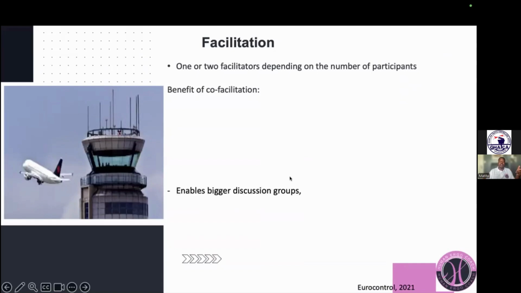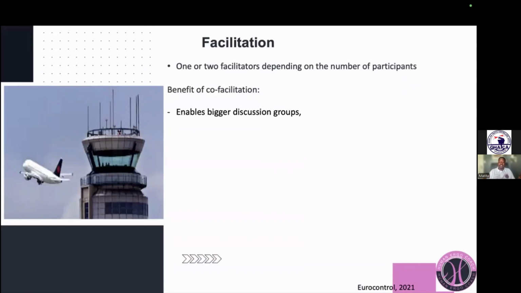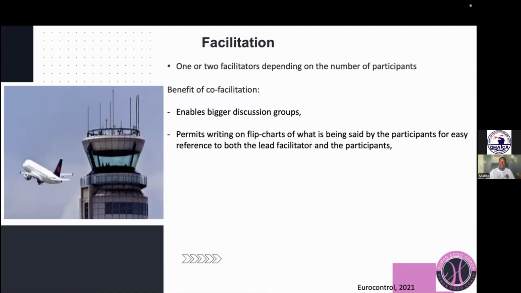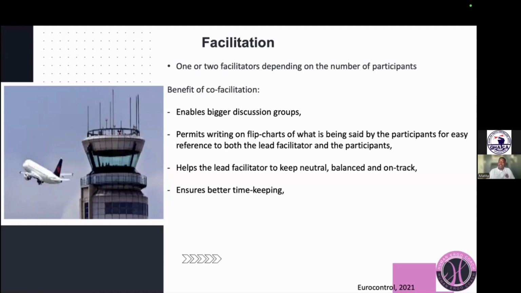So what are the benefits of co-facilitation? For example, it enables bigger discussion groups. If there's a lot of people there and there are two facilitators, you are able to do that. And one can also be writing on a flip chart what is being said by the participants for easy reference. Very, very important, so that you don't miss anything that is coming from the floor. It also helps the lead facilitator to keep neutral, balanced, and on track. Sometimes when it gets really heated, as a facilitator you tend to be drawn into that space of emotional turmoil. So when we have another facilitator, we are able to help each other. And also the obvious one, ensure better timekeeping, and it provides emotional support as well.